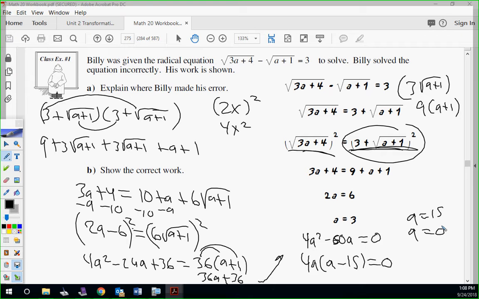So let's just do it real quick. You can do it with mental math. 3 times 15 is 45, plus 4 is 49. Square root of 49 is 7. 15 plus 1 is 16. Square root of 16 is 4. 7 minus 4 is 3. Okay, that one's good. Put the 0 in. That's 4. Square root of 4 is 2. 0 plus 1 is 1. 2 minus 1 is 1, not 3. 0 is your extraneous solution.